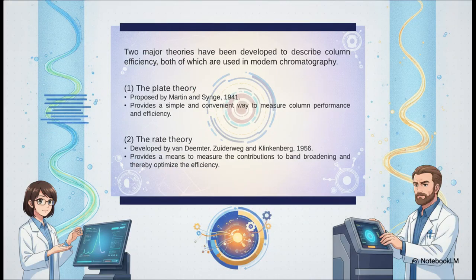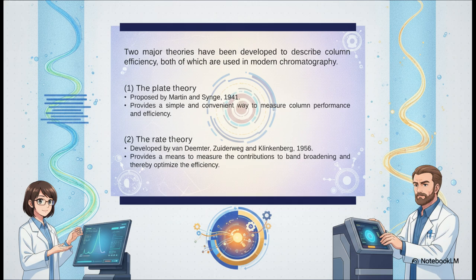But plate theory doesn't quite explain why those bands broaden in the first place. For that, we turn to the 1956 rate theory, beautifully summarized by the Van Deemter equation. This is the central theoretical model, the modern predictive tool we use to measure the exact physical contributions to band broadening. It describes the relationship between plate height and mobile phase velocity through three key things: eddy diffusion, which is due to the multiple varying flow paths molecules can take; longitudinal diffusion, which is the molecular spreading along the column; and mass transfer resistance between the phases.